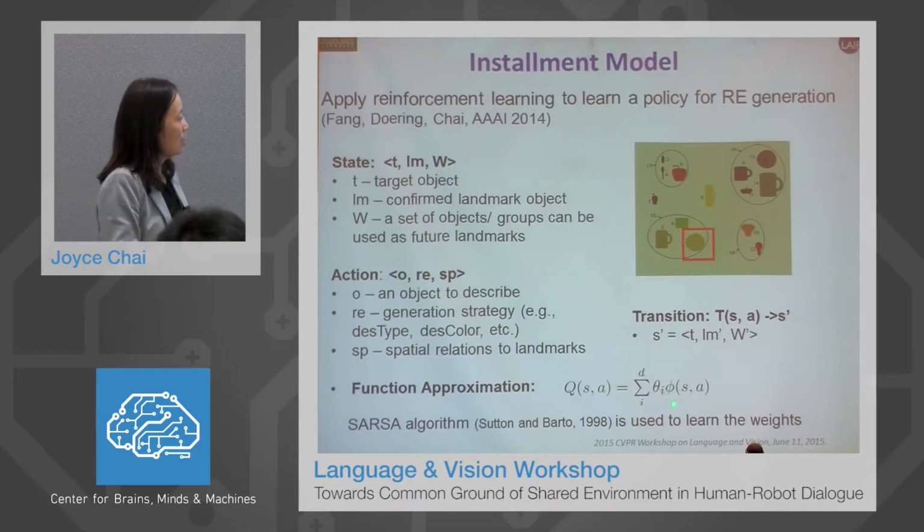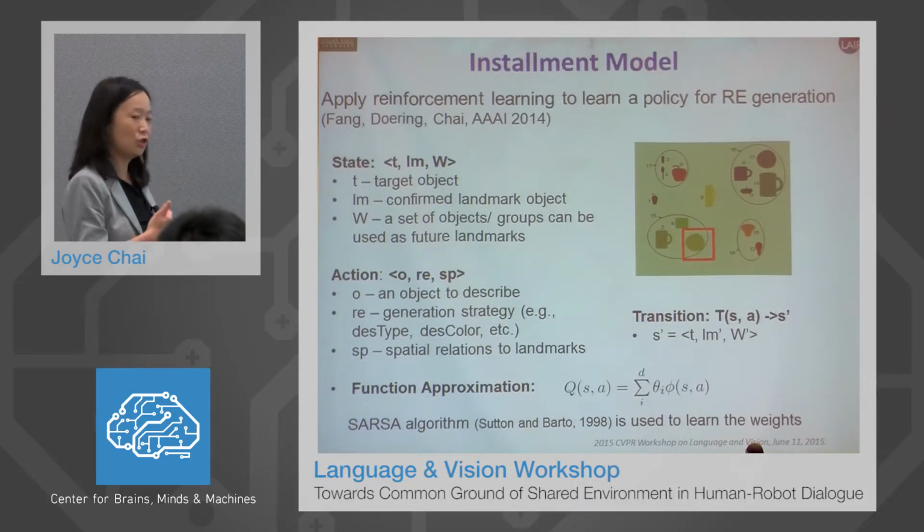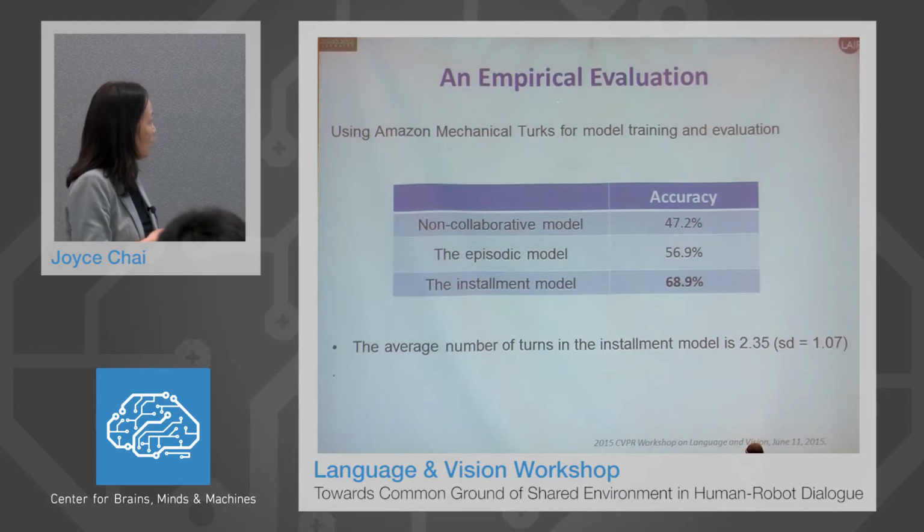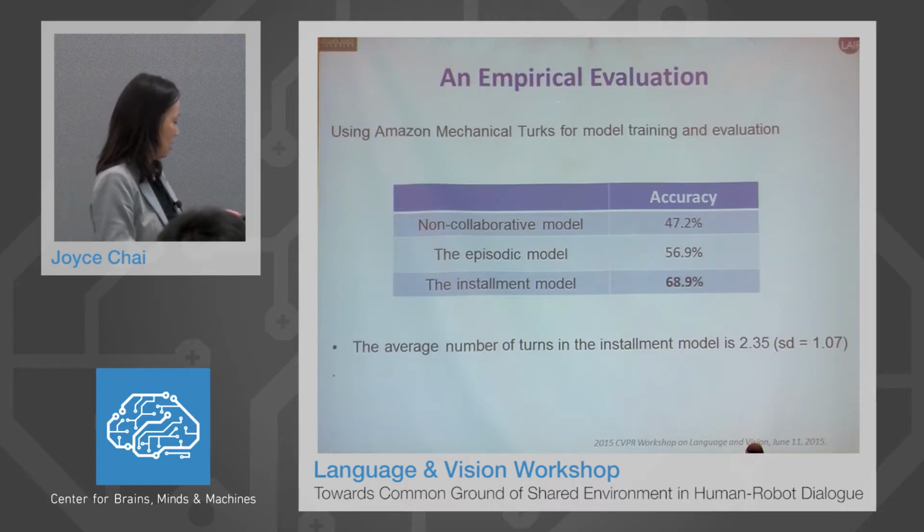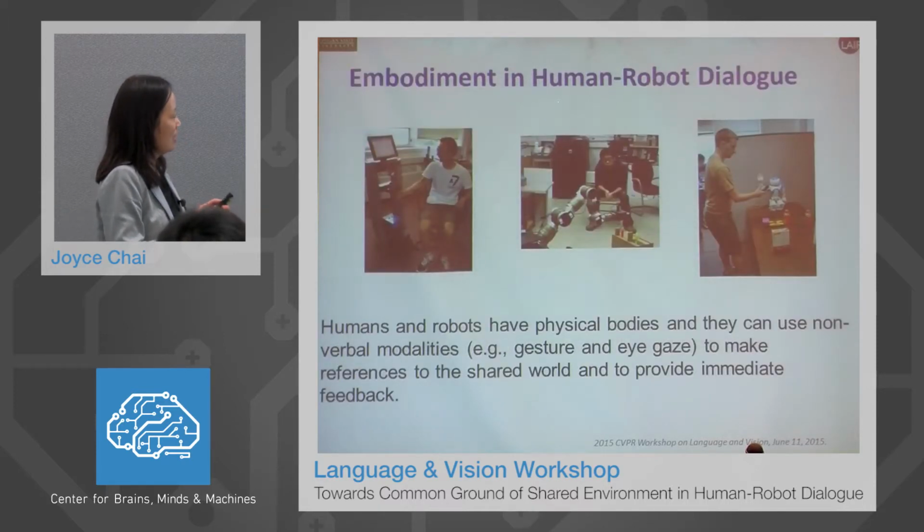Here, the goal is to learn these weights during training, associated with a bunch of features which capture the perception uncertainties, spatial relations, grouping relations, and so on. We used crowdsourcing for both model training and evaluation, and the results have shown that the collaborative models significantly outperform the non-collaborative models under the mismatched perceptual representation.